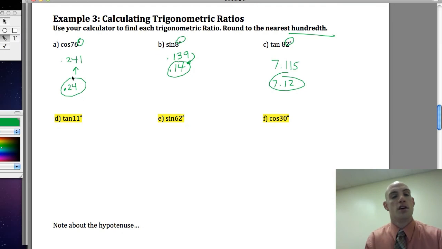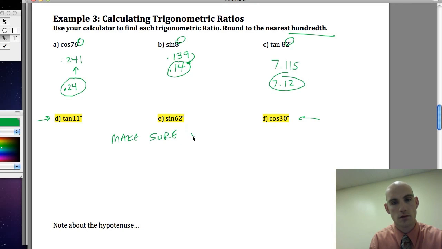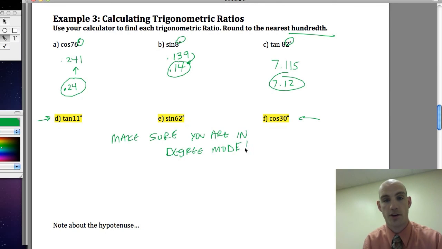Try these 3 on your own. I would like for you to make sure you're in degree mode. Exclamation point, because that's very important. So make sure you're in degree mode and then round to the nearest hundredth place.